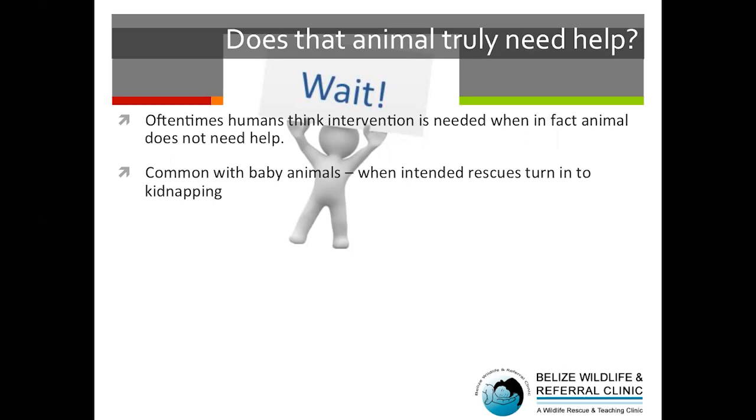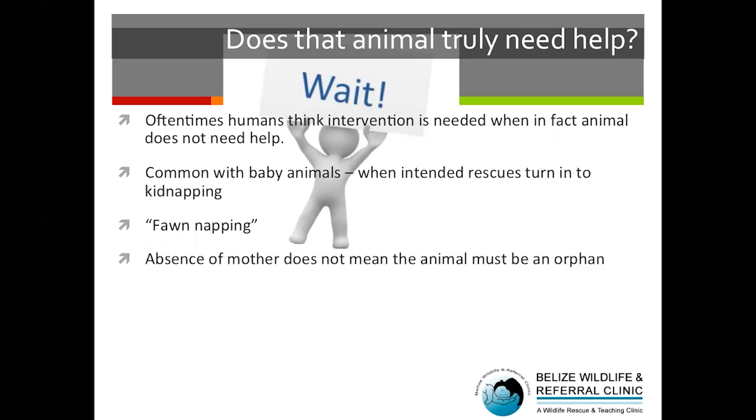I already mentioned intended rescues turning into kidnapping, which is so common in the US and some other countries as well, that fawns are seen crouching in the grass and interpreted as orphans, not realizing that in this species, mom disappears for up to 12 hours, and the fawn is just trying to hide inconspicuously and does not need rescuing. So it's called fawn napping. Please avoid it and tell others about it. Absence of the mother does not mean this animal must be an orphan.